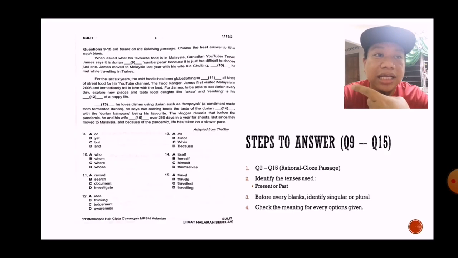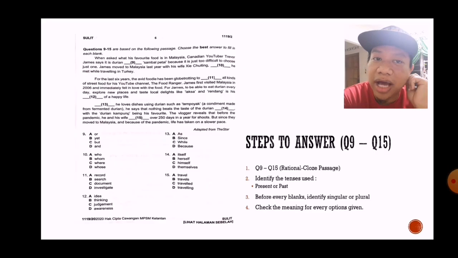Alright, so see, for number 9, 10 until number 15, you see blanks. There are 7 blanks. So look at the step. What should you do? Okay, so let us look at the option for number 9. The option is or. A is or, B is yet, C is but, and D is and.